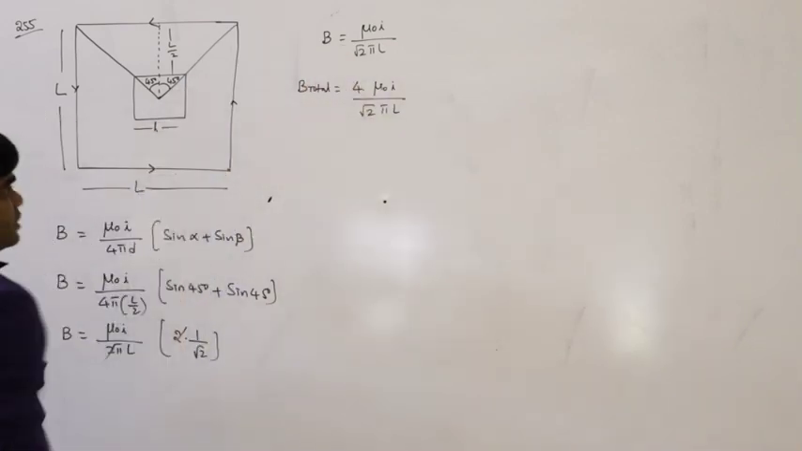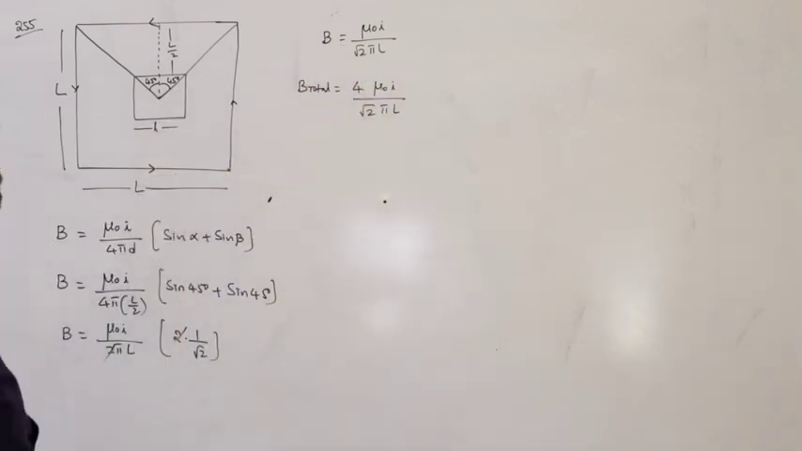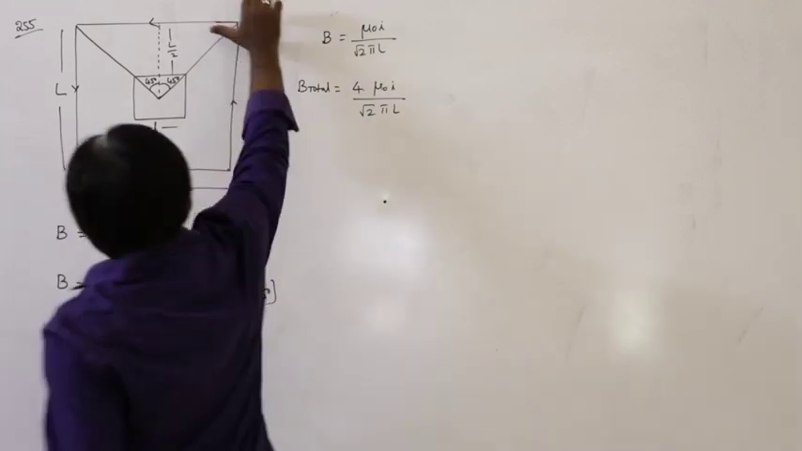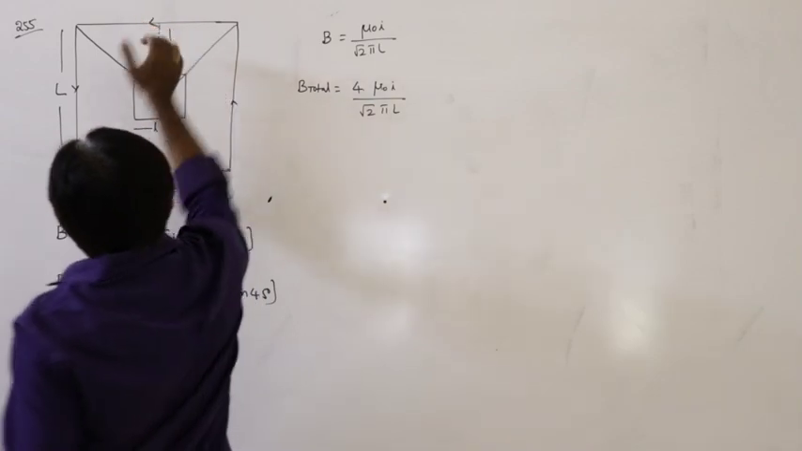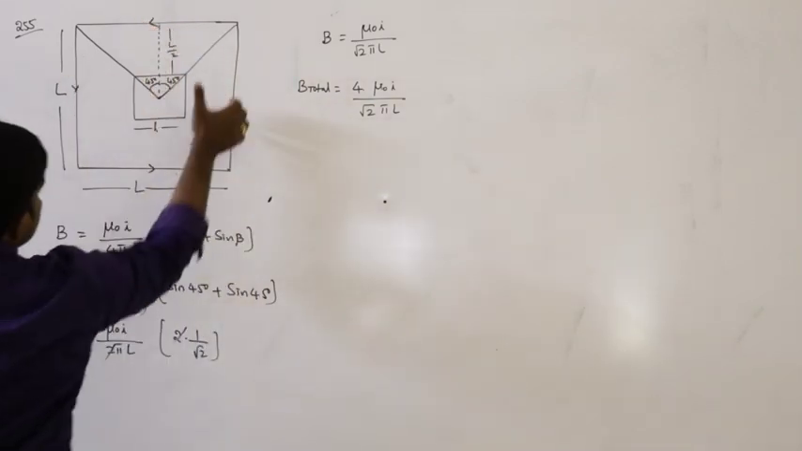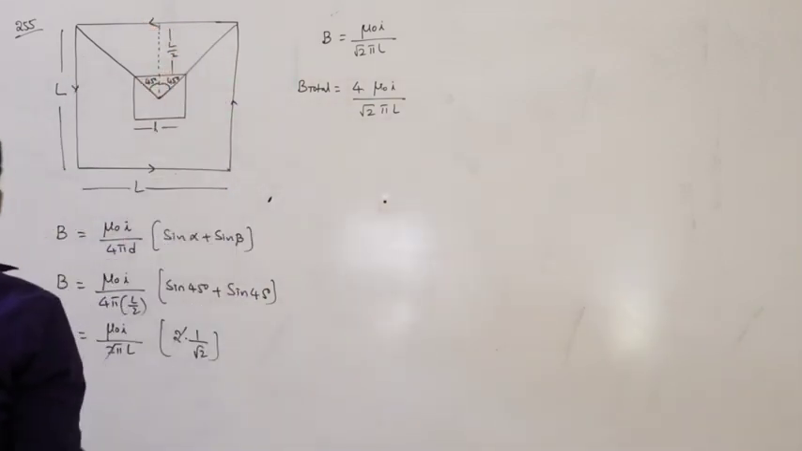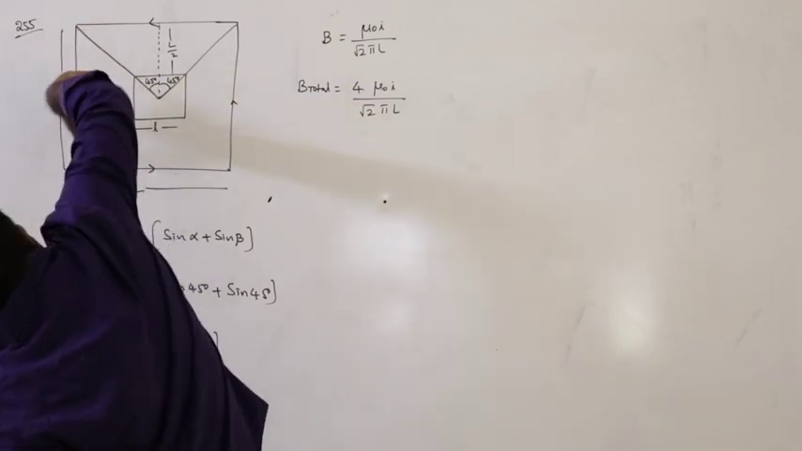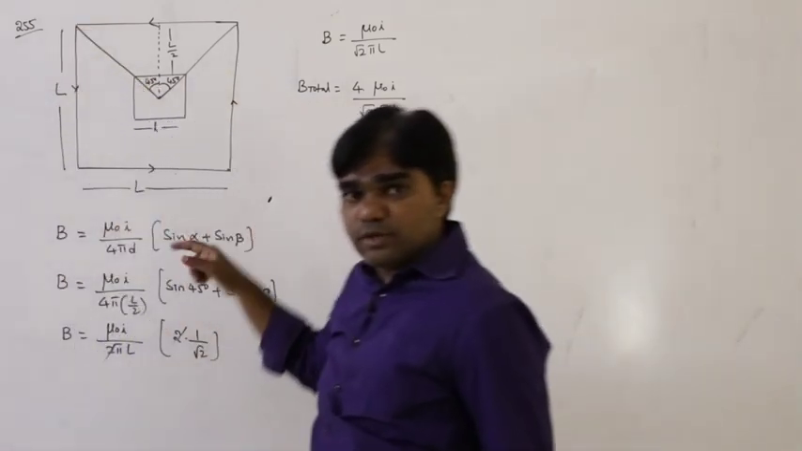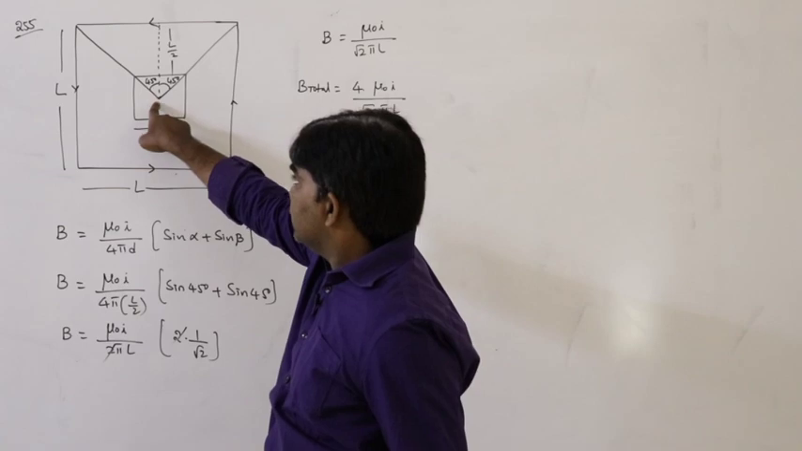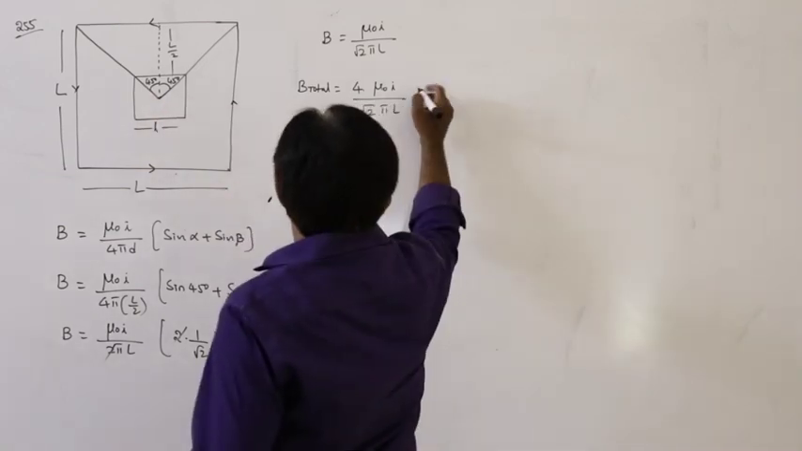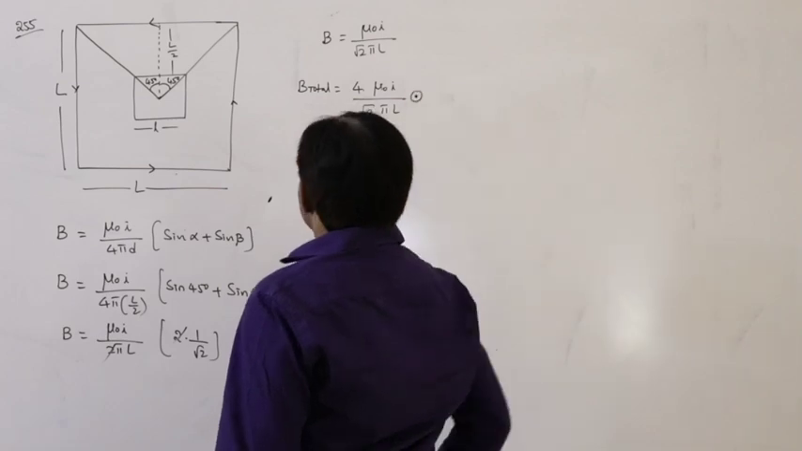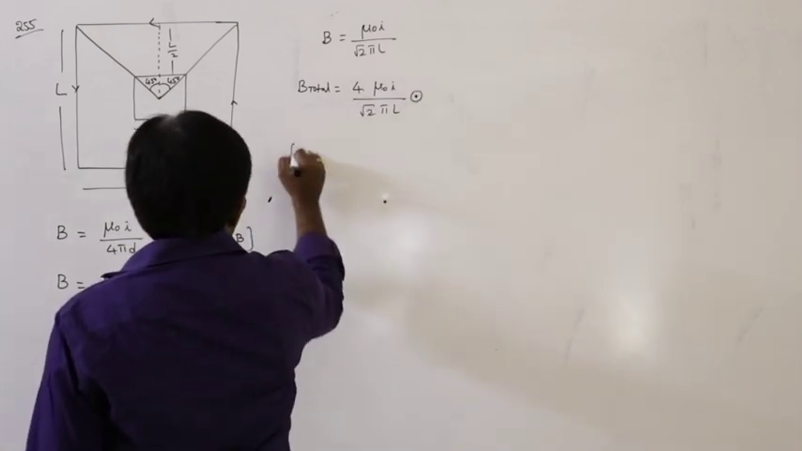Total, how many sides? 4 sides. So the total magnetic field. In any situation, see here, due to this conductor it is outwards, due to this one inwards, due to this outwards, due to this also outwards. In any situation, the total magnetic field at the center is outwards only. So the net magnetic field is outwards. Due to this, what is the flux generated?